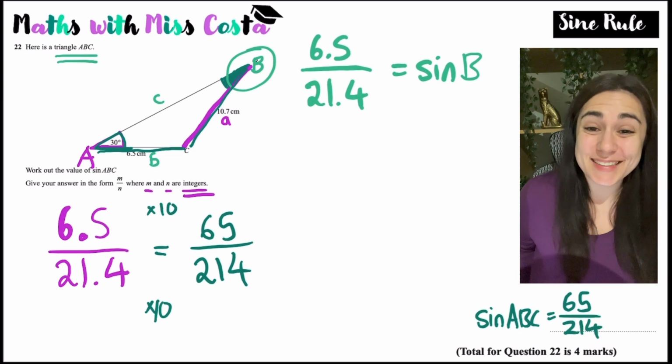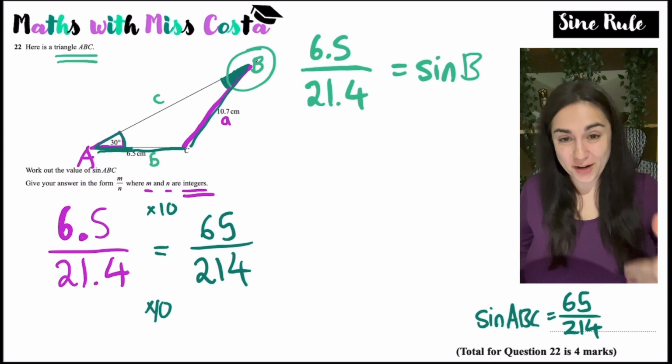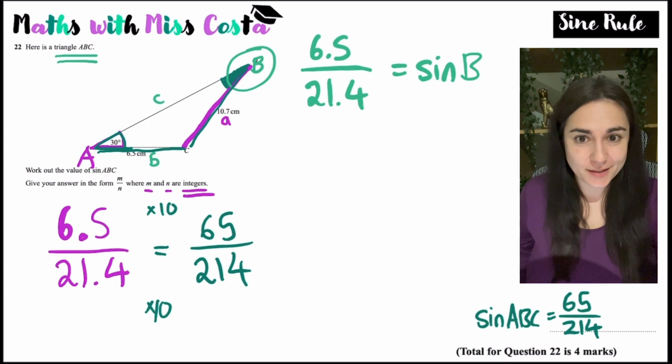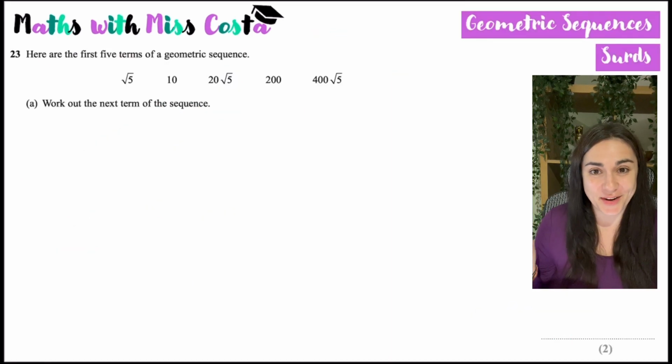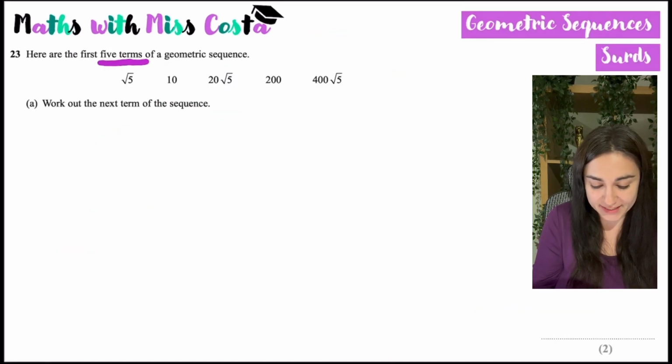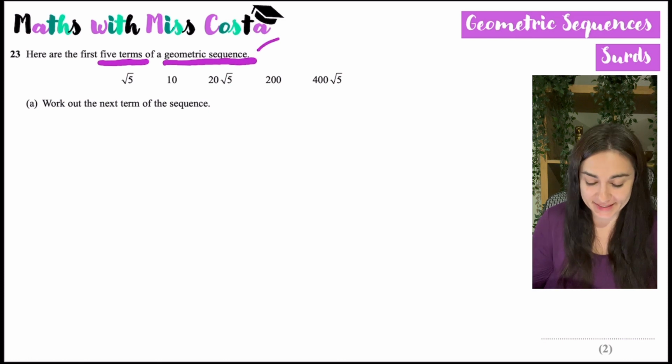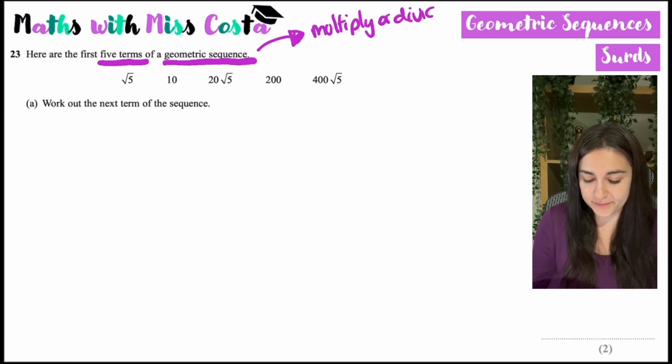So all this question is asking you to do is quite a few things, but all you're essentially doing is substituting into a formula and rearranging it. Okay, so in this question, I'm told that here are the first 5 terms of a geometric sequence. And this is a really key piece of information because a geometric sequence is where you multiply or divide to get from one term to the next.